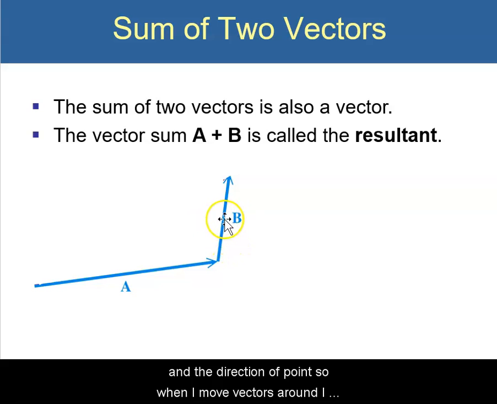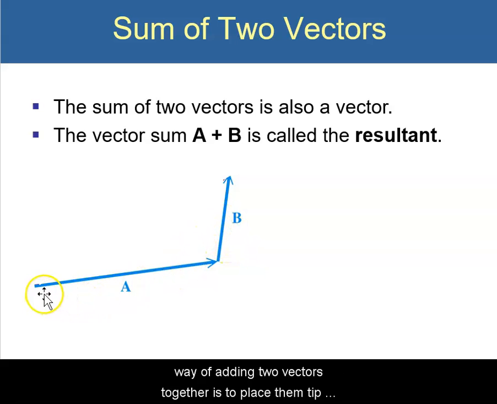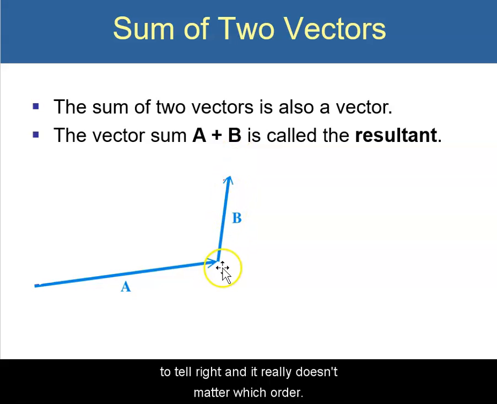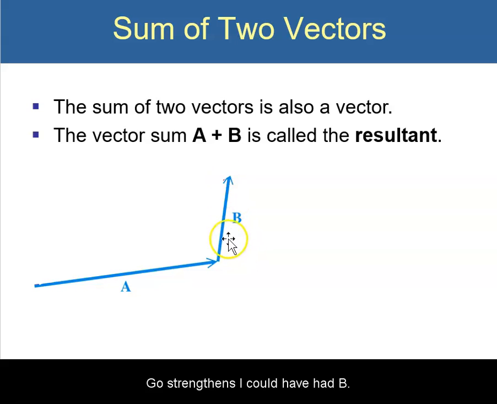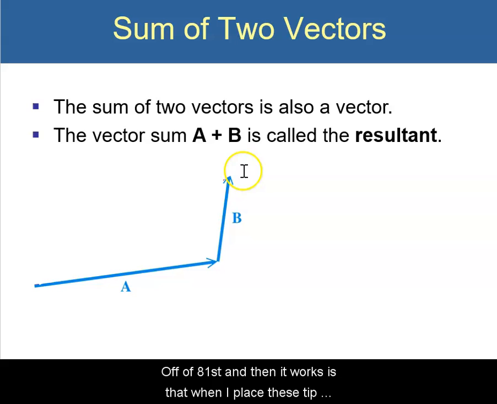So when I move vectors around, I can pretty much put them wherever I want to, right? So one way of adding two vectors together is to place them tip to tail, and it really doesn't matter which order it goes. For instance, I could have had B first and then put A off of B. But here we're adding A and B, so we write A first and then the next one, tip to tail, is B.